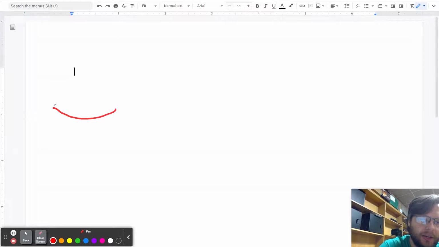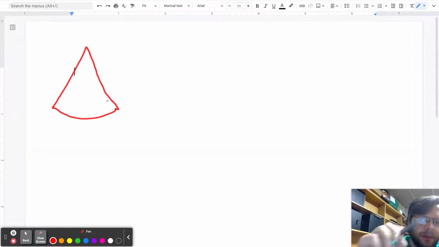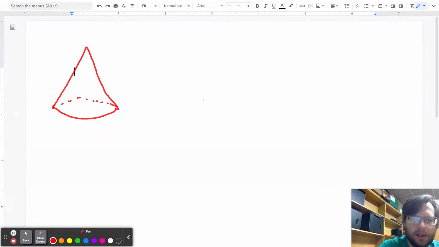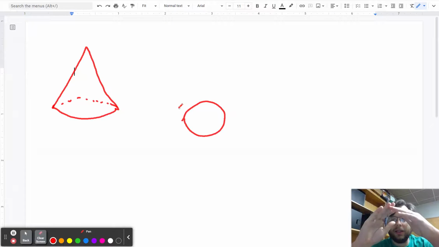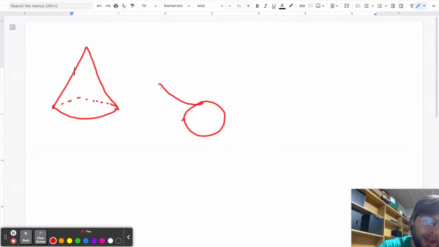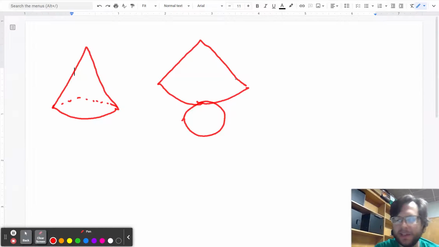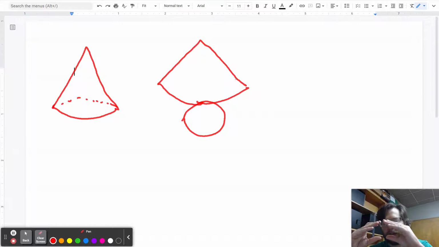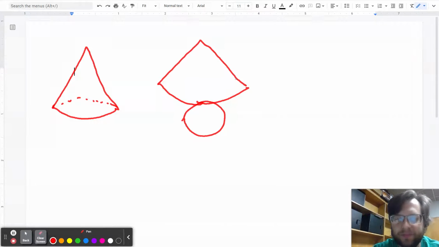So if you have a cone like this and you unwrap it to make a net, you're going to get that base circle like this. And then the curved part of the cone unwraps, but it doesn't make a full circle. The curved part of the cone unwraps to make some sort of a sector like this. And the size of that sector changes depending on how tall your cone is. If you have a really tall cone, you're going to get a bigger sector. If you have a very short cone, you'll have a smaller sector. Which makes sense because the bigger the cone, the bigger the surface area.